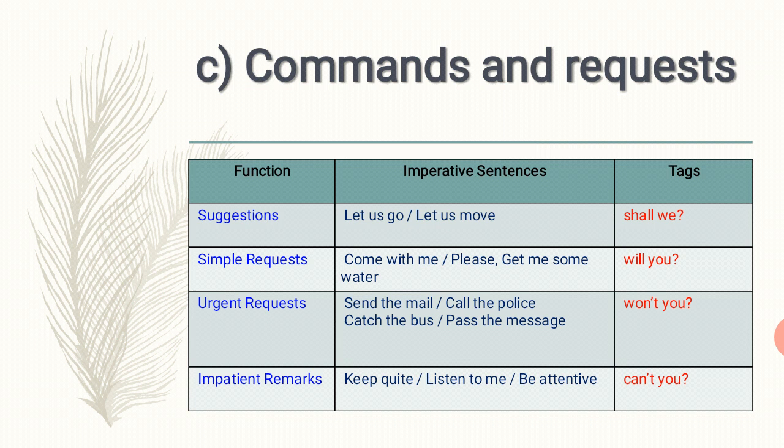When using the tag, we don't add not to these sentences. And some other urgent requests, that is send me, send the mail, call the police, catch the bus, pass the message, we are going to take this, won't you? And the impatient remarks for the imperative sentences: keep quiet, listen to me, be attentive. This is for impatient remarks. It should be like an order. Okay, can't you do that? So we are telling that thing.